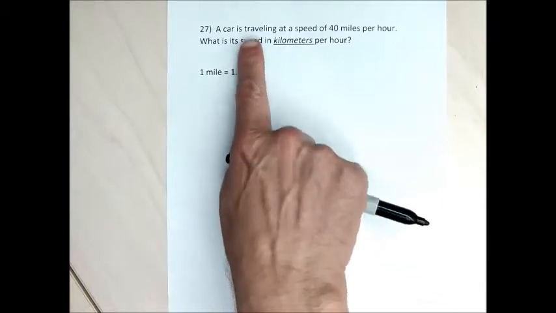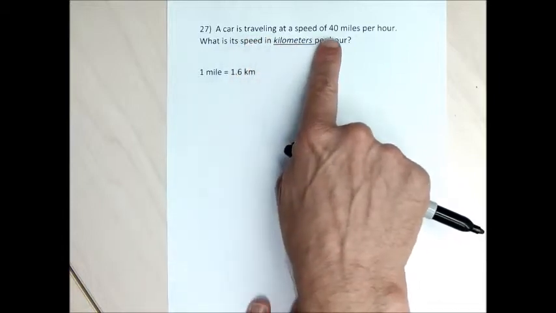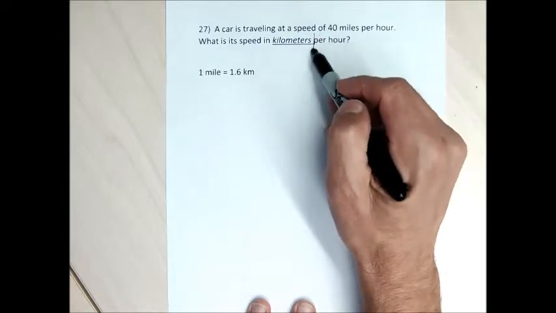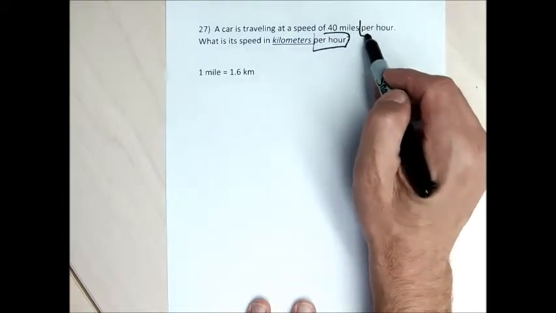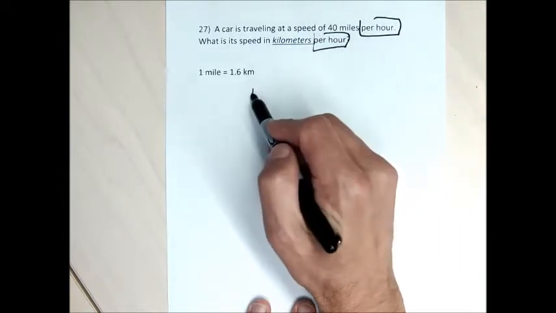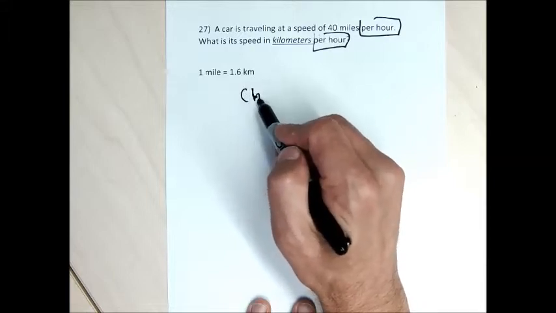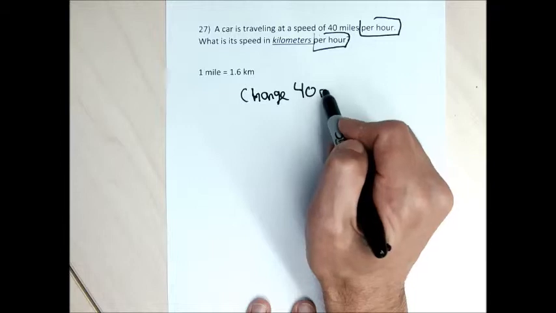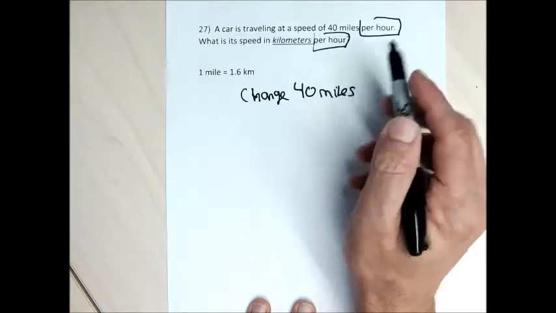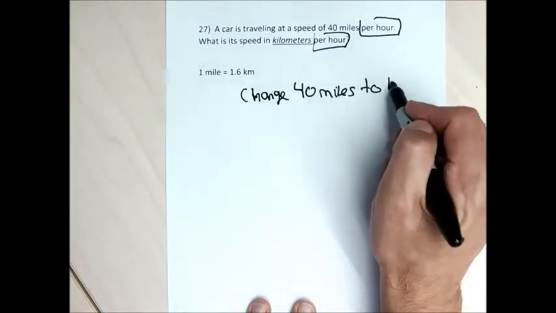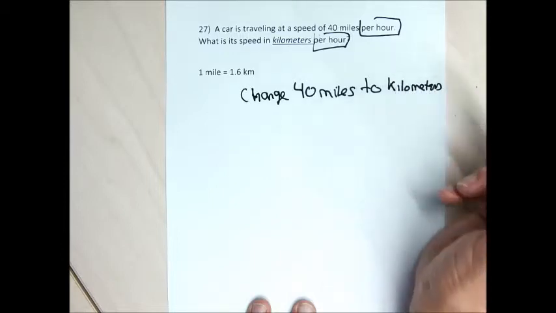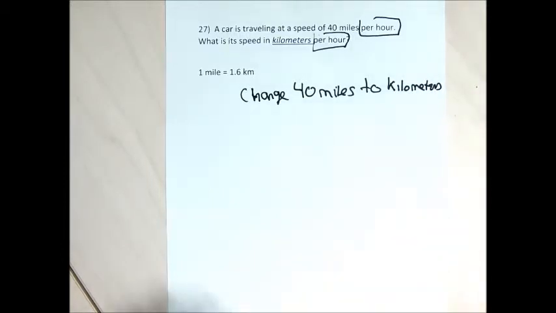So number 27 said a car is traveling at a speed of 40 miles per hour. What's its speed in kilometers per hour? Because the per hour parts are the same, I really just need to change from 40 miles to kilometers. And the per hour part is going to remain because that's consistent. So I'm just going to do this.